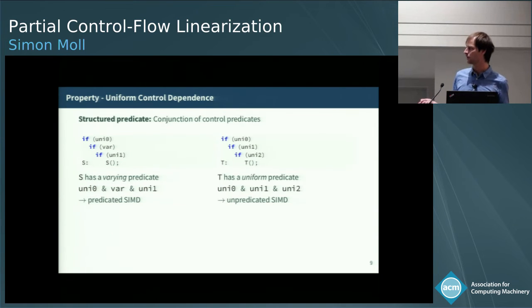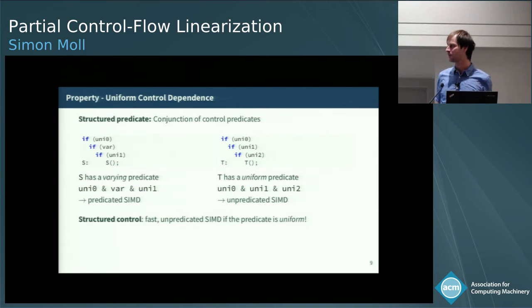On the other hand, if all controlling conditions of a statement, as shown here for T, are uniform, like uni0, uni1, and uni2, the controlling predicate is again the conjunction. Since all of these conditions are uniform, we will only execute T when this condition holds. So we can use unpredicated SIMD instructions for T, since we'll only ever reach it when everybody wants to execute it.